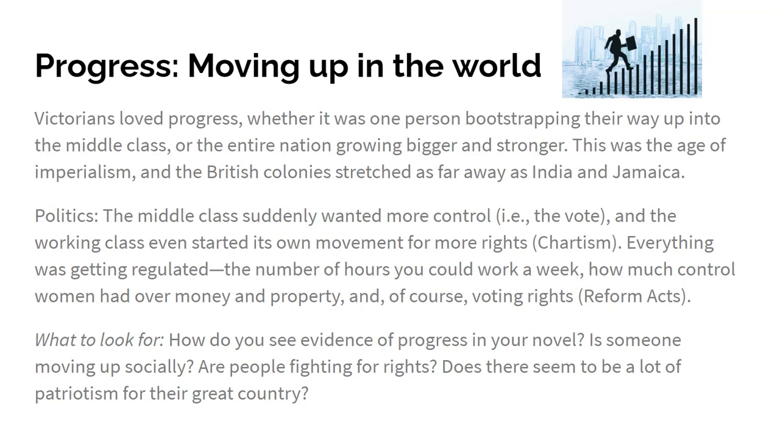Politically, the middle class was fighting for more control. They wanted everyone, or at least more people, to be able to vote. They were fighting for more rights, and everything was getting very regulated. The number of hours that they could work in a week, or how much control women had over money and property, and of course voting rights. All of those things were moving to the forefront of people's thoughts. There was a lot of reform going on in the country at the time.